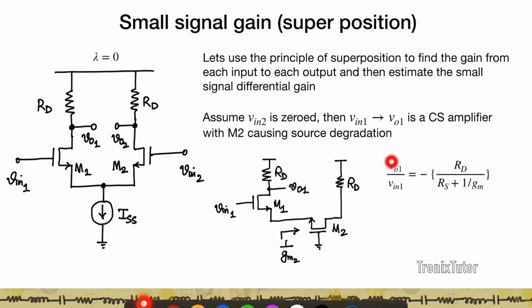So therefore I can write VO1/Vin1 as minus RD divided by (RS plus 1/gm). Remember, this is the resistance connected to the drain, this is the resistance connected to the source, and this is the input resistance of the transistor. And so if I simplify, VO1/Vin1 can be written as RD divided by (1/gm1 plus 1/gm2), because the source resistance in this circuit is 1/gm2.